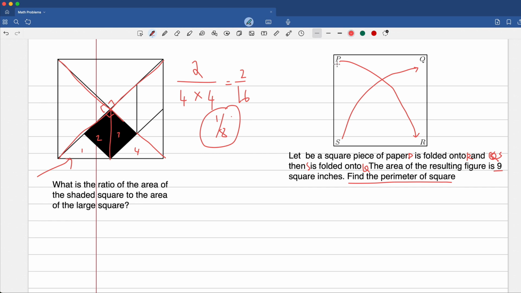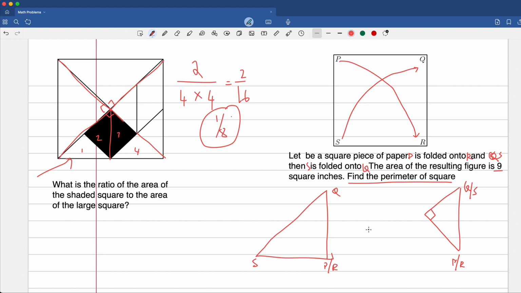When you fold P into R, it's going to look like this, right? You will have P and R both at the same place. S would be here and Q would be here. And when you fold it one more time, P and R would coincide here and Q and S would coincide.